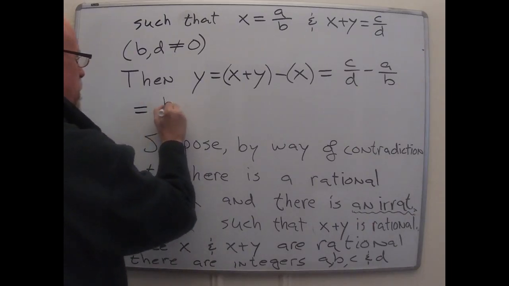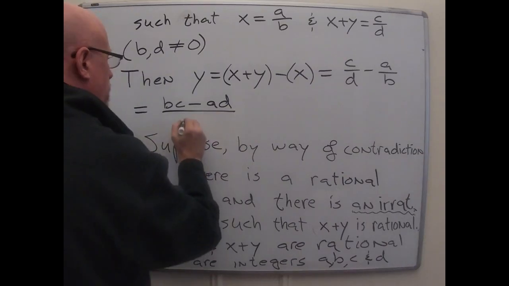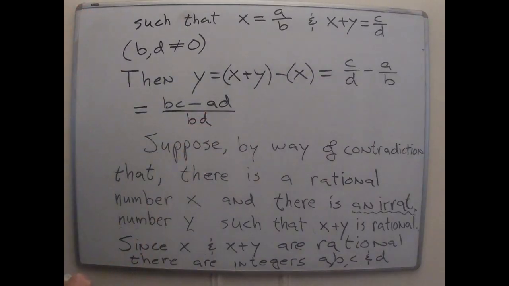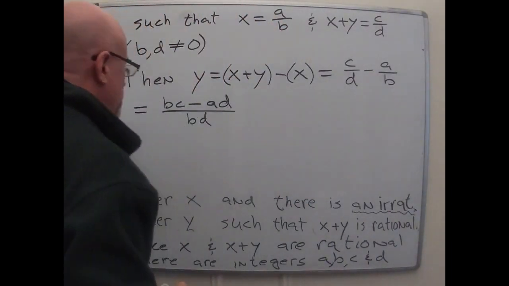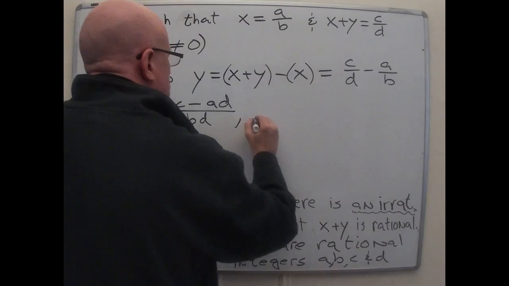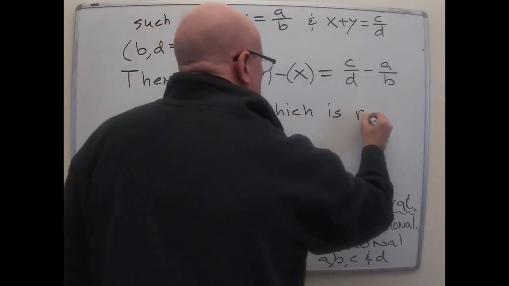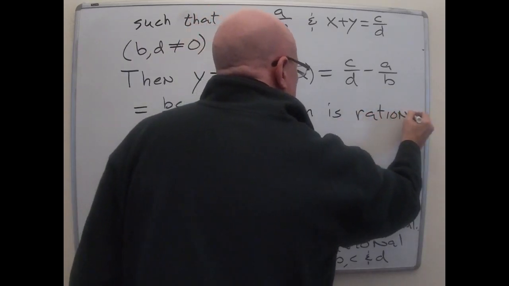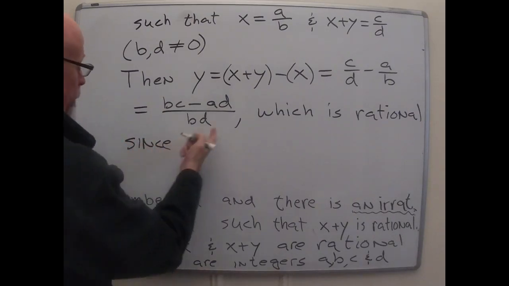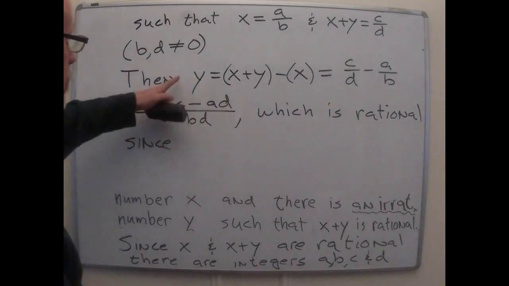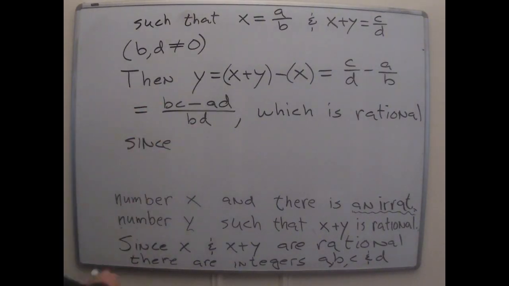That'll be BC minus AD all divided by BD. That's rational since, well, we need to show that this fraction implies y is rational. The top's got to be an integer, the bottom's got to be an integer, and the bottom has to be non-zero.